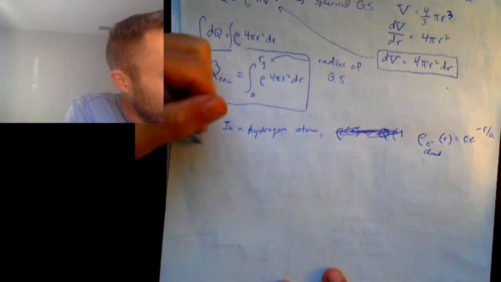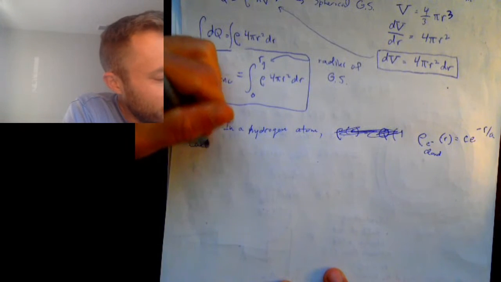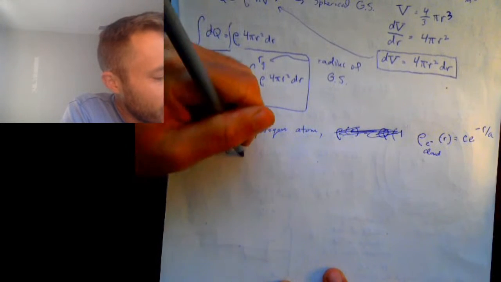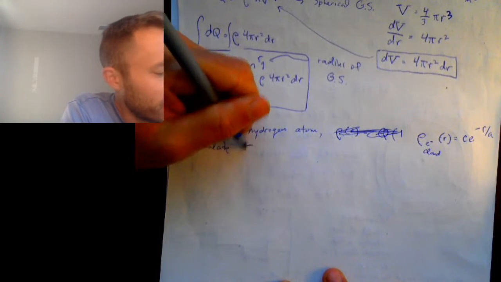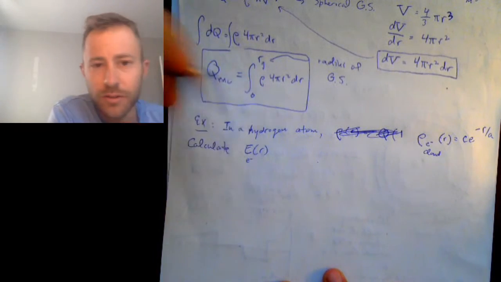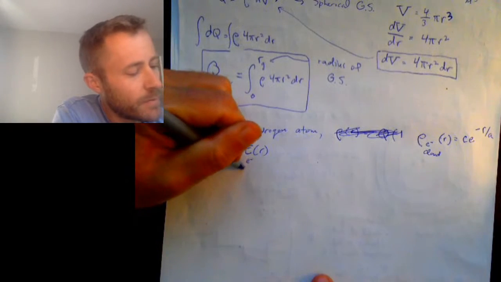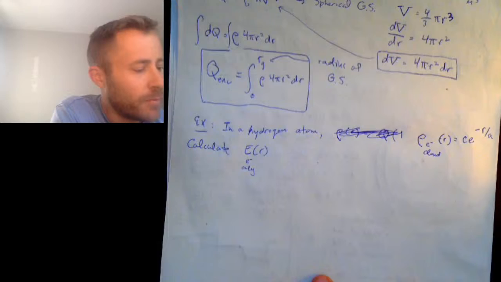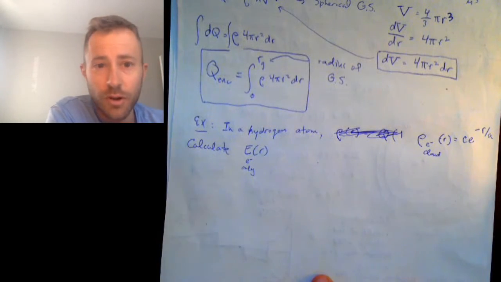So what we want to do is calculate the electric field as a function of r, and this is the electric field due to the electrons only. So we have to figure out what is the charge enclosed.